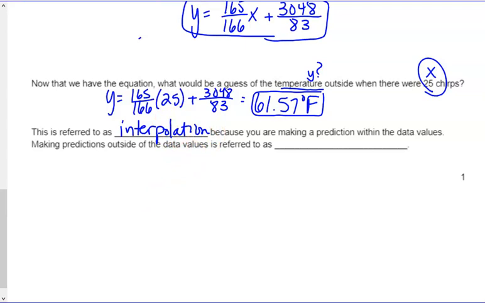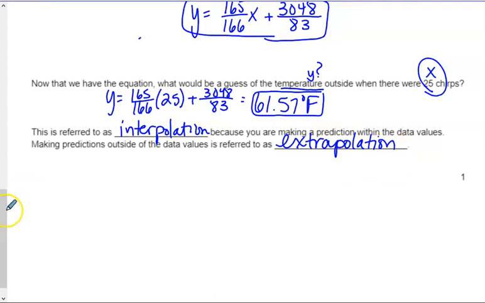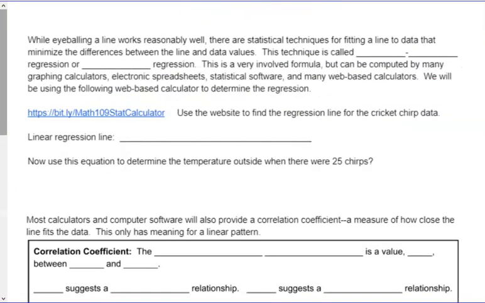Now, if I were to say, okay, I have 56 chirps that I want to know what the temperature is for that, then that's outside of our data values, and that's what we refer to as extrapolation. So we had extra values beyond what we are given. Okay? All right, so that's doing it by freehand. That's by being able to do a line of best fit.